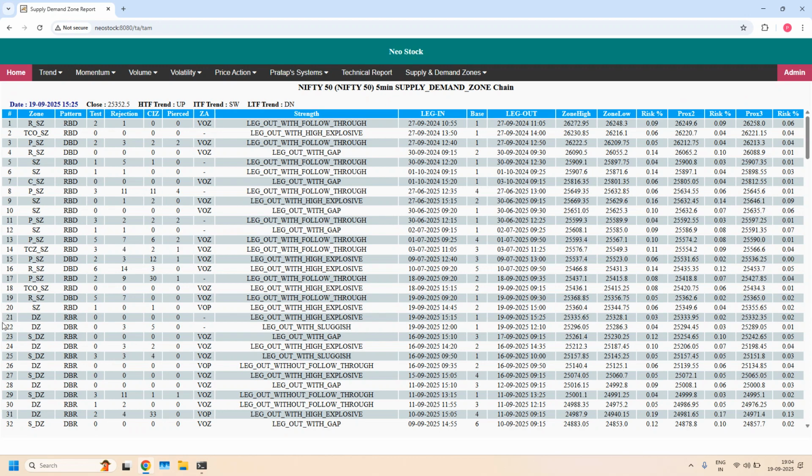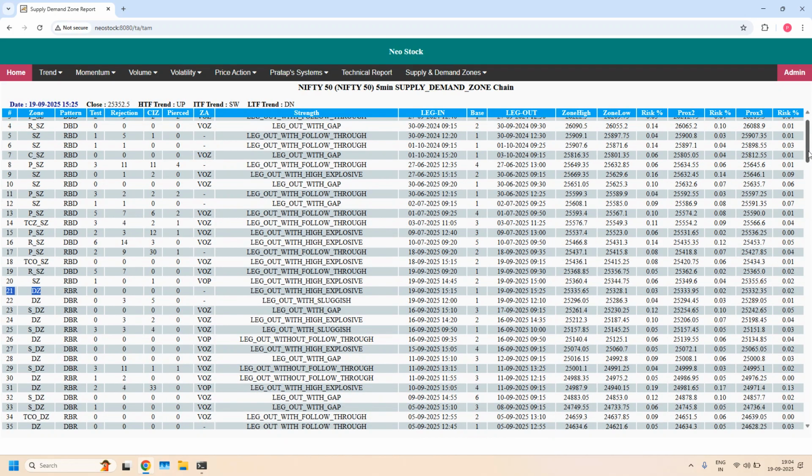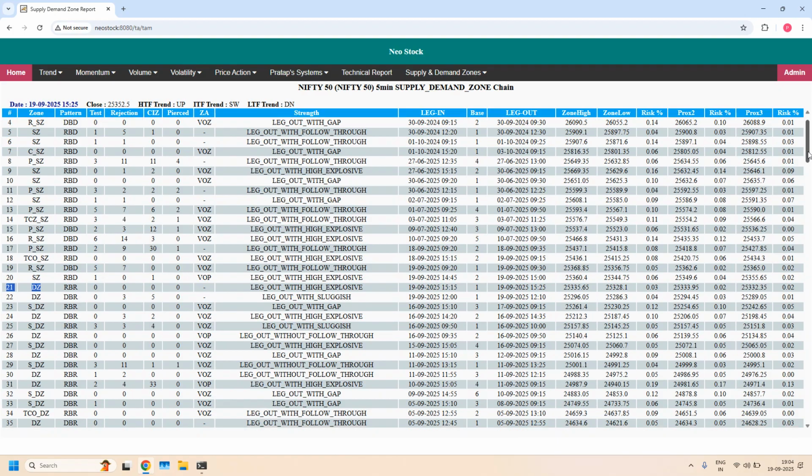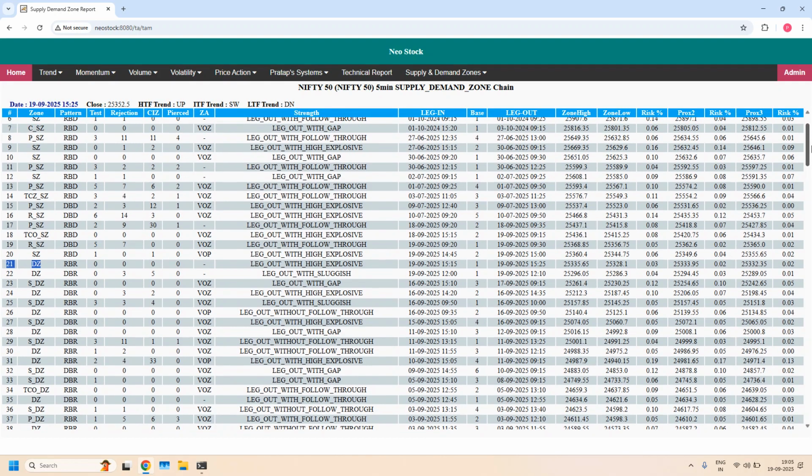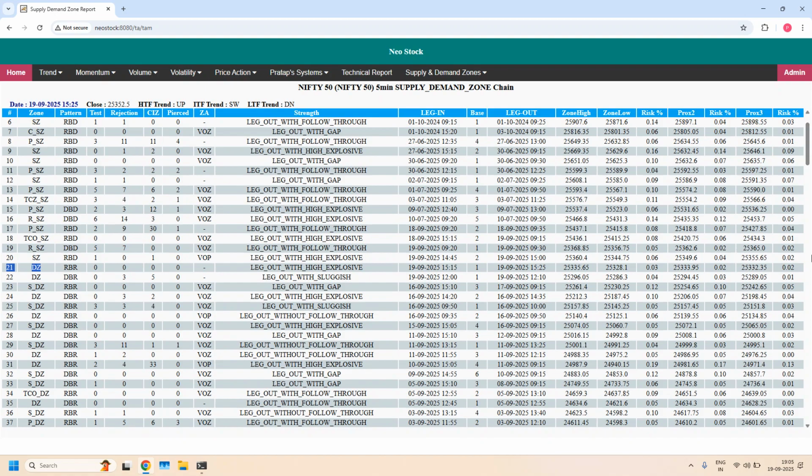The nearest demand zone for the current closing price, serial number 21. I will put it in the middle of the page. Okay. So this is a Nifty supply demand zone chain report generation.